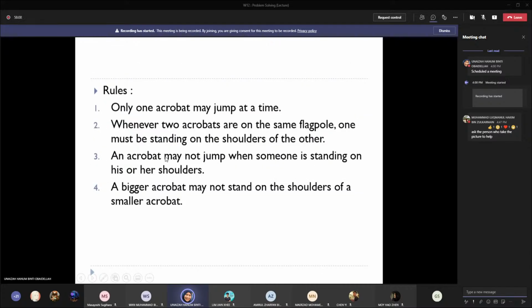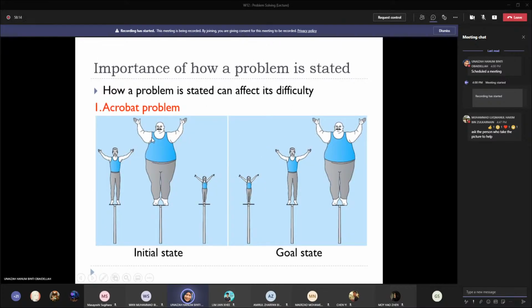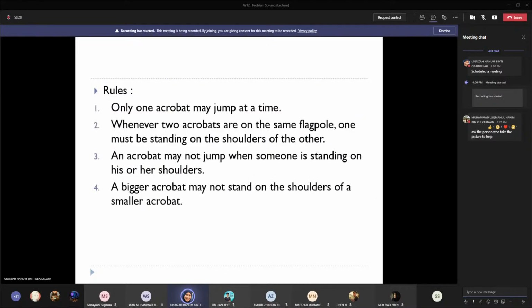And an acrobat may not jump when somebody is standing on his or her shoulder. So let's say this person is already standing on here, so they cannot jump, only the other person can jump. Now that you understand how the Tower of Hanoi works, these rules are somewhat similar, and you can eventually solve this problem using that. The results showed that participants took about 5 or 6 minutes to solve this problem, because they can apply the previous problem, Tower of Hanoi, to this one. So it's relatively quick, because it's more or less the same in principle, right?